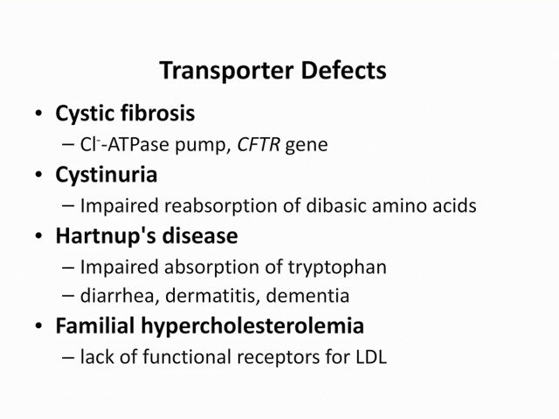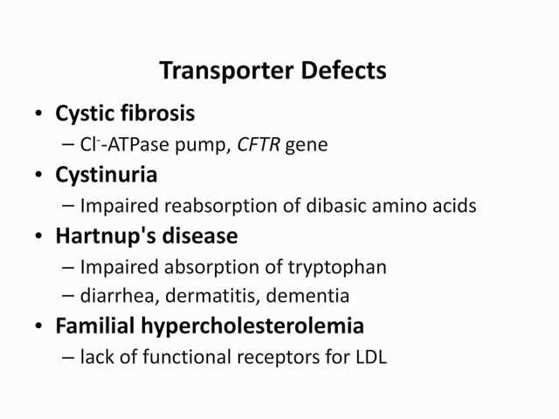So here's another important slide, talks about the transporter defects. This is your objective 3, knowing about your transporter defects and the diseases that are related. So cystic fibrosis, how can we get that? We can get that disease by having a defect in our chloride ATPase pump. I'm sure you guys learned about that in A&P.